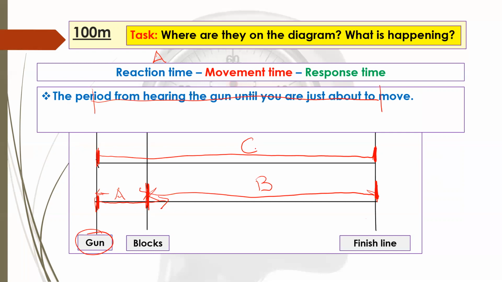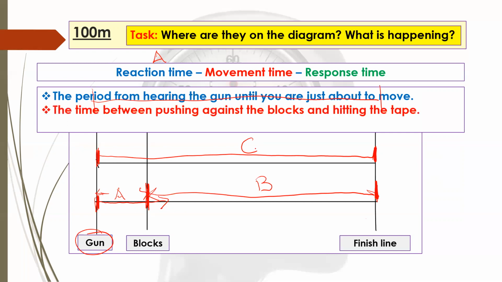So reaction time is the period from here, the gun, until you're just about to move. Movement time is the time between pushing against the block, so that very initial part of the movement, to the end of the race. And then response time is the time between the gun and hitting the tape. Now, some people might refer to movement time as the end of the start. But if we're going from the information from the book, which would make sense because that's linked into the exam, we'll just go through to the end of the event in this case.